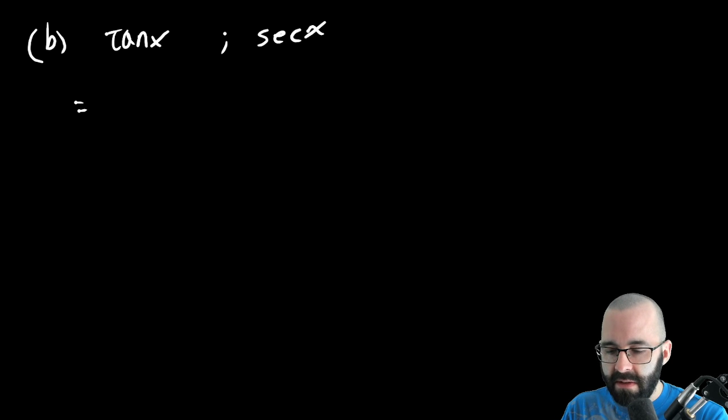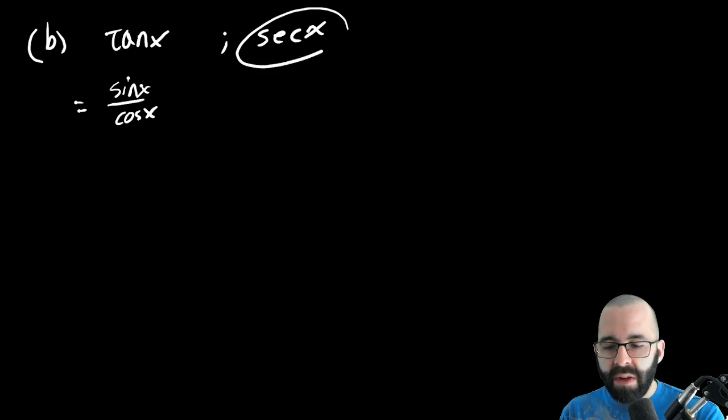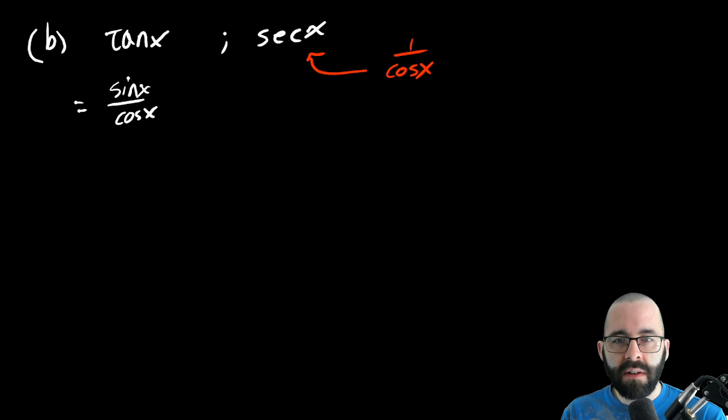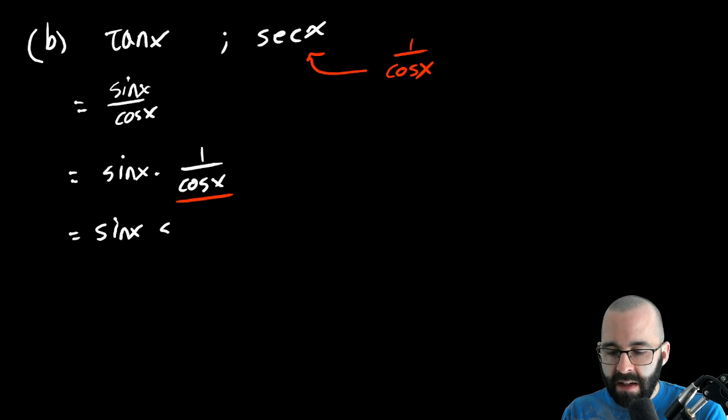So tangent, that's sine of x over cosine of x. We have an identity that says that, the quotient identity. And we want to put things in terms of secant, right? So what's secant? Secant is 1 over cosine of x. So let's write this like that. This is sine of x times 1 over cosine of x. Okay, and then again, this 1 over cosine of x is the same as secant of x.